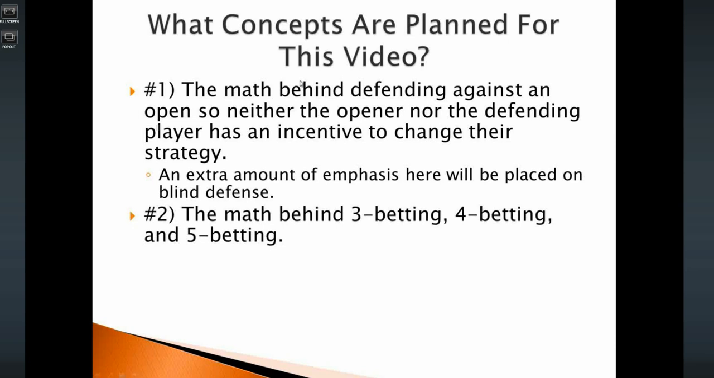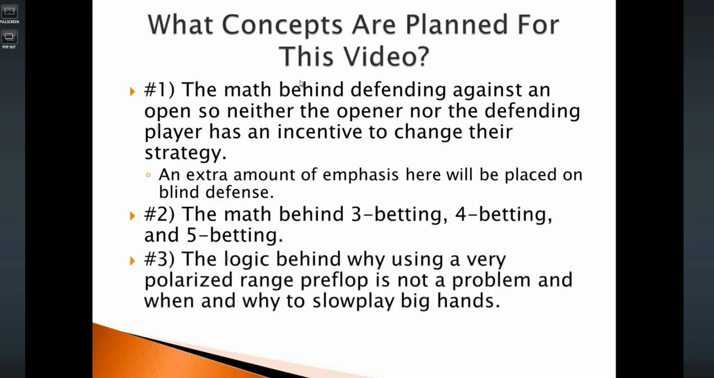The math behind 3-betting, 4-betting, and 5-betting. So we're going to touch upon this. The math aspect of this isn't going to take all that long, but putting the right hands in the right ranges is going to take quite a bit longer. And then the logic behind why using a very polarized range preflop is not a problem, and when and why to slow play big hands. That's something that's new to this video that wasn't talked about much in the old series, so we'll definitely focus a decent amount on this.